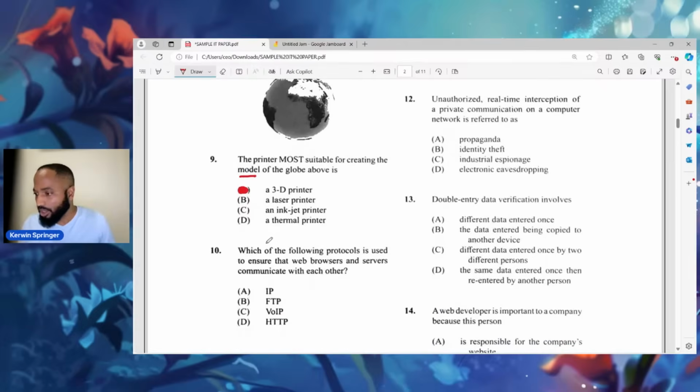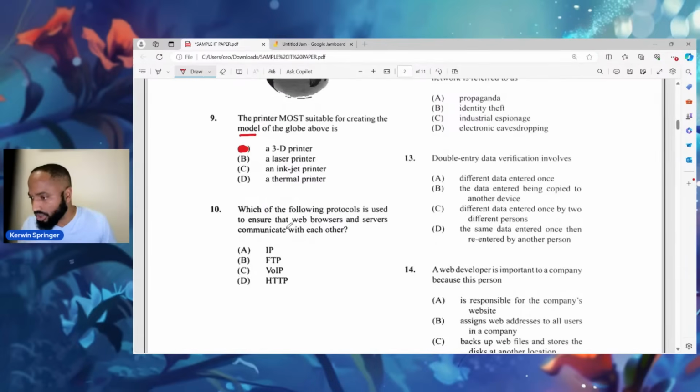So that'll be A. Which of the following protocols is used to ensure that web browsers and servers communicate with each other? This is voice. What is FTP? No. Oh, you want the web browsers and servers to communicate. What is FTP?